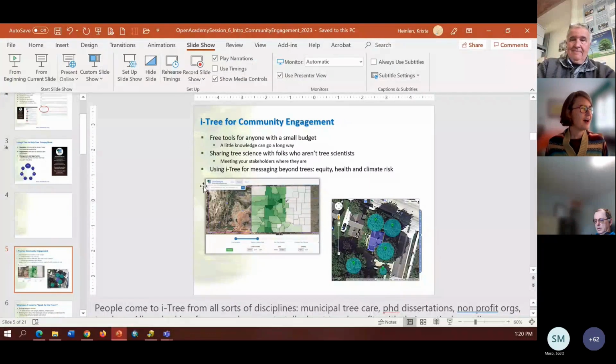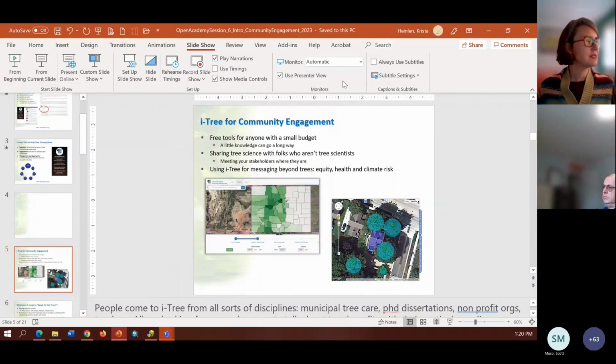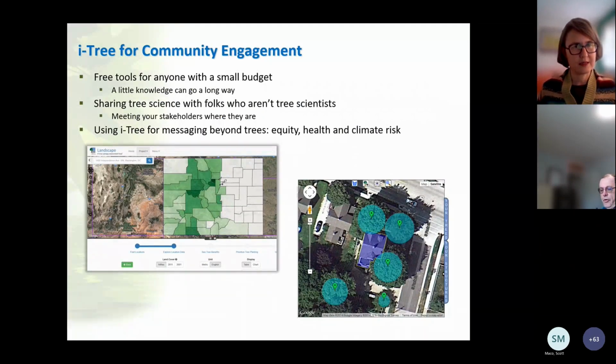All right. I want to take us from education to something similar in nature. We'll talk about iTree for community engagement, and that can mean something different depending on the kind of work that you do and where you do it.